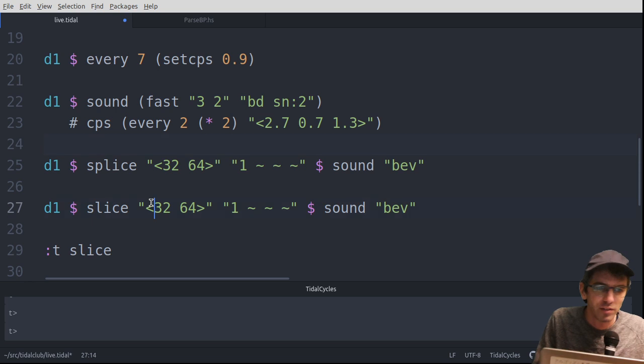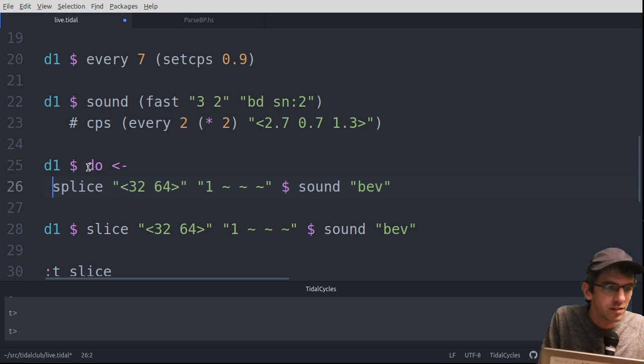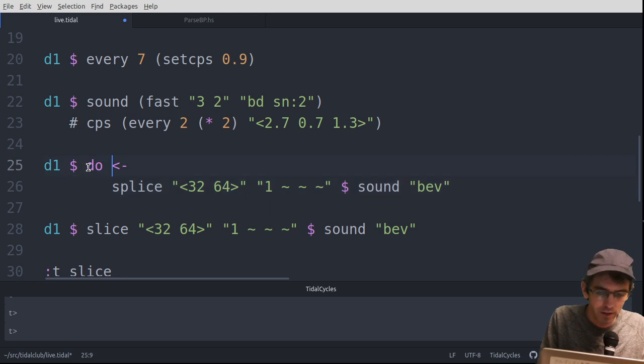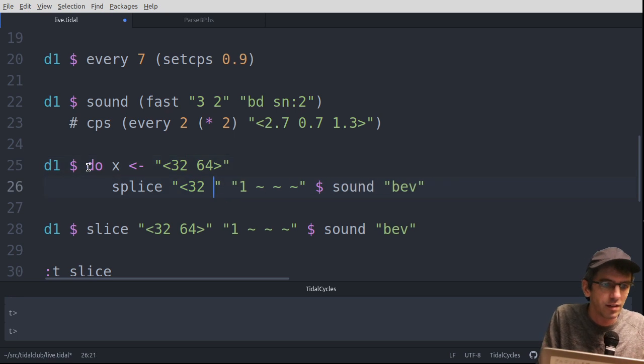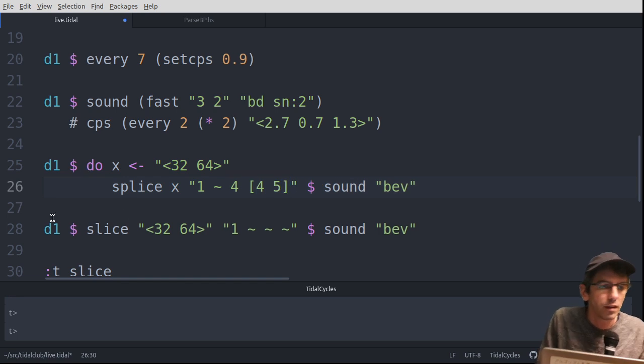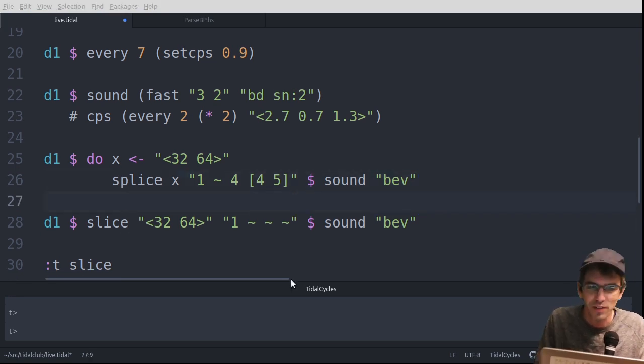So basically, I haven't got around to making that patternable. There are ways, so I could use this monadic syntax to do this. Put that here. Yeah, we'll fix that really soon in the next version of Tidal, I promise. Super quick to fix.